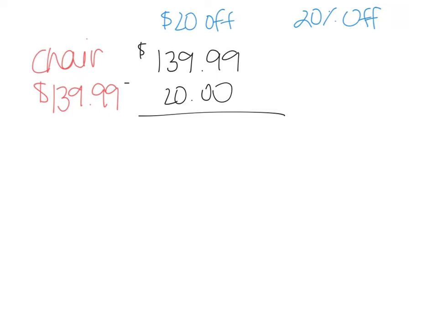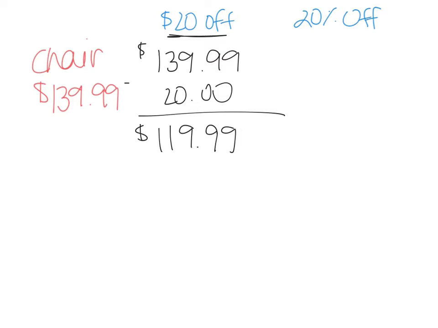$139.99 minus $20, that'll give you $119.99. So those $20 that you were originally going to spend on this item can now go back into your pocket. So calculating $20 off is pretty simple. All you have to do is subtract. Calculating 20% off is a little bit different, right?